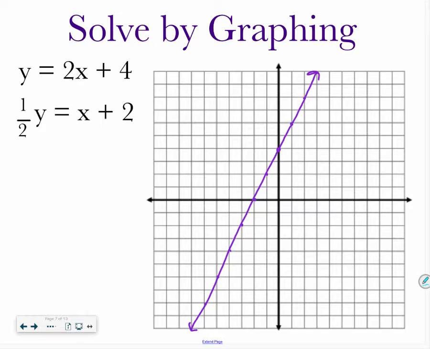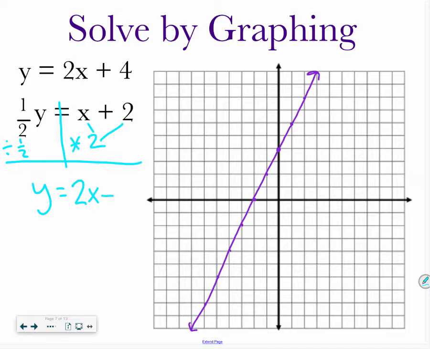Now our second one, I have 1/2 y equals x plus 2. I want my y to be by itself. So instead of multiplying by 1/2, let's divide by 1/2. Which, remember, dividing by a fraction is the same as multiplying by the reciprocal. Okay? So we're going to have y equals, I have to multiply everything on this side by that 2. So I have 2x plus 4.